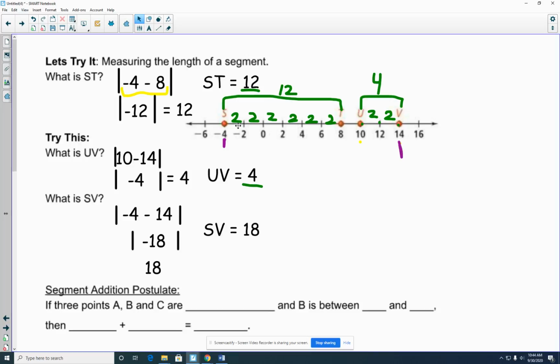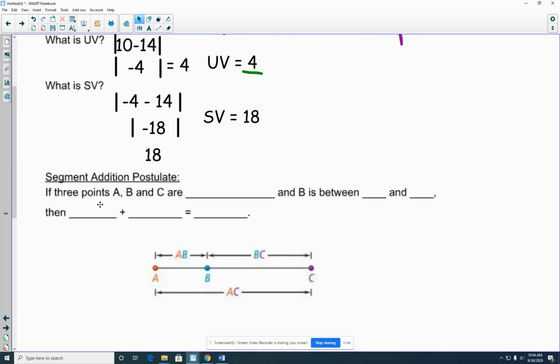Now let's go down and start talking about what happens when we actually add segments together. And there's this postulate that comes along with it. And here's what the postulate says. If we have 3 points, A, B, and C. So take a look down here and we'll look at these 3 points. A, B, and C. And notice A, B, and C are all on the same line. So if points A, B, and C are on the same line, they're called collinear. So if A, B, and C are collinear, okay, and B is between A and C.